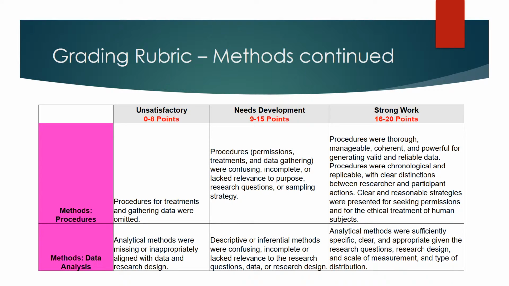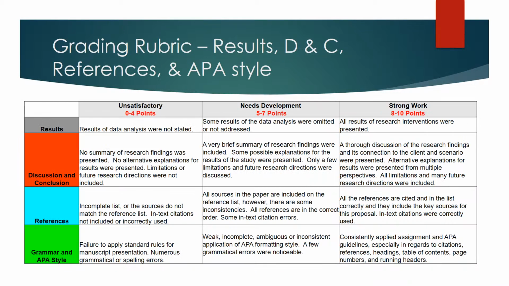So this would be where you would integrate the information presented in the IRB slideshow, as well as information that you learned in the NIH Protecting Human Research Subjects training course. The final section of methods pertains to data analysis. So I'm looking for a description and a discussion of the analytical methods, making sure that they were specific, clear, and appropriate given your research questions, your research design, and scale of measurement and type of distribution.